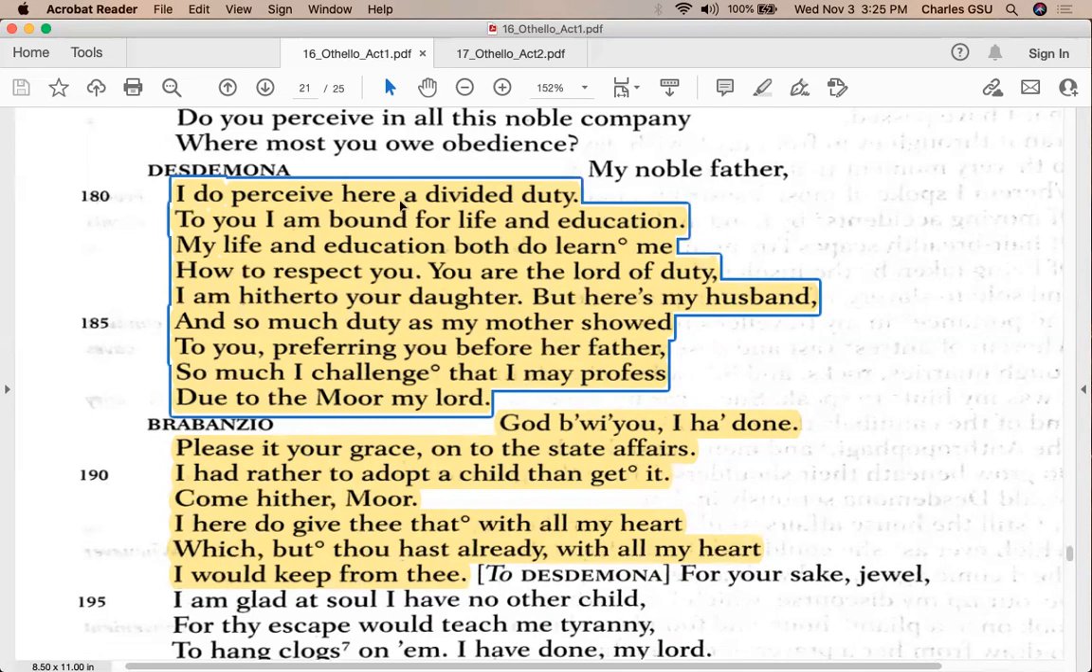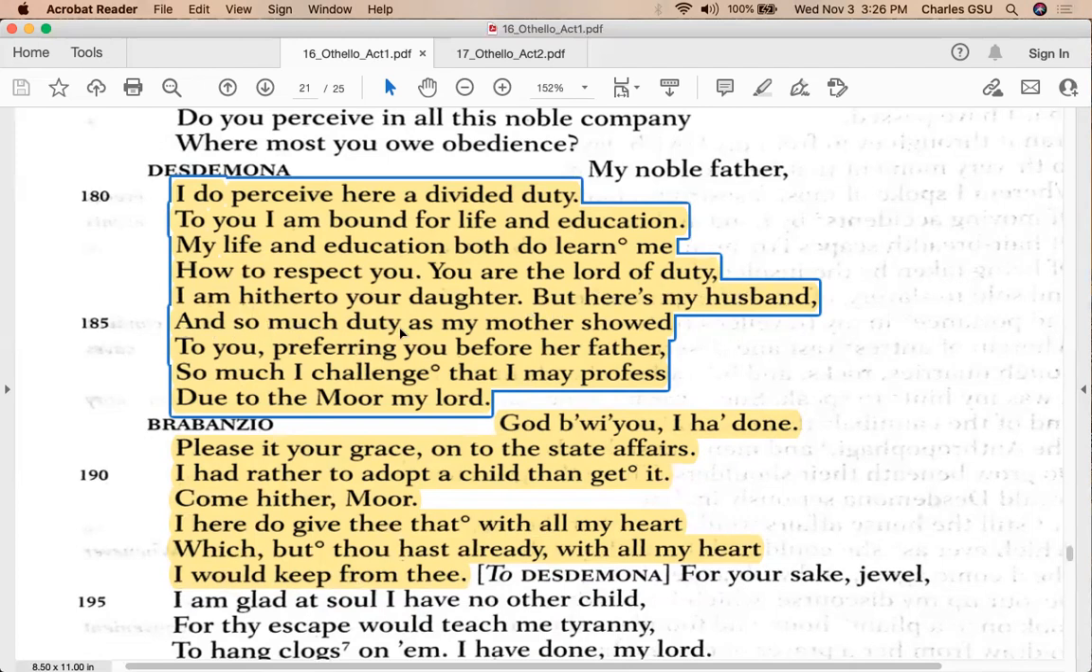She says, I do perceive here a divided duty. To you, I am bound for life and education. My life and education both do learn me how to respect you. So thank you for that, right? You are the Lord of duty, and I'm hitherto your daughter. But, and this is what Brabantio doesn't want to hear, here's my husband.